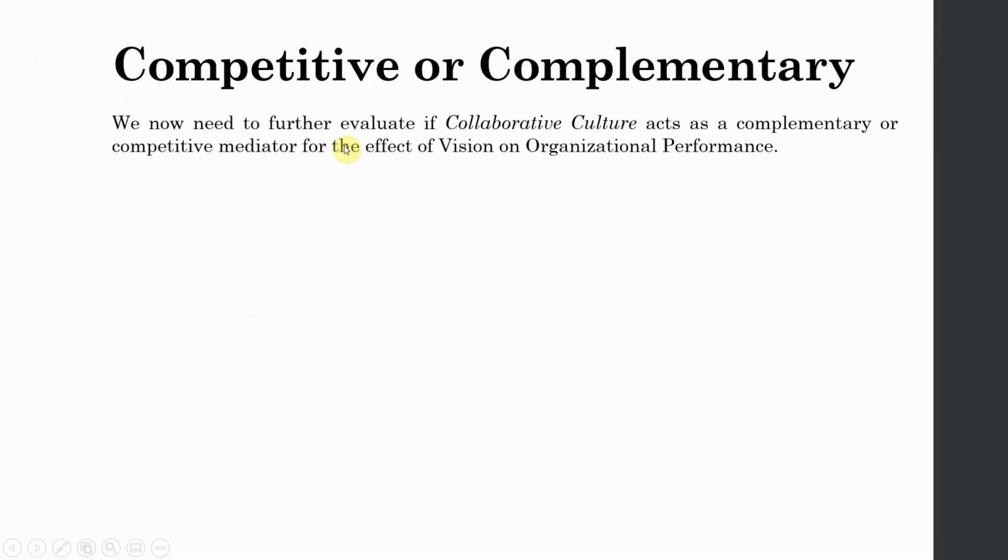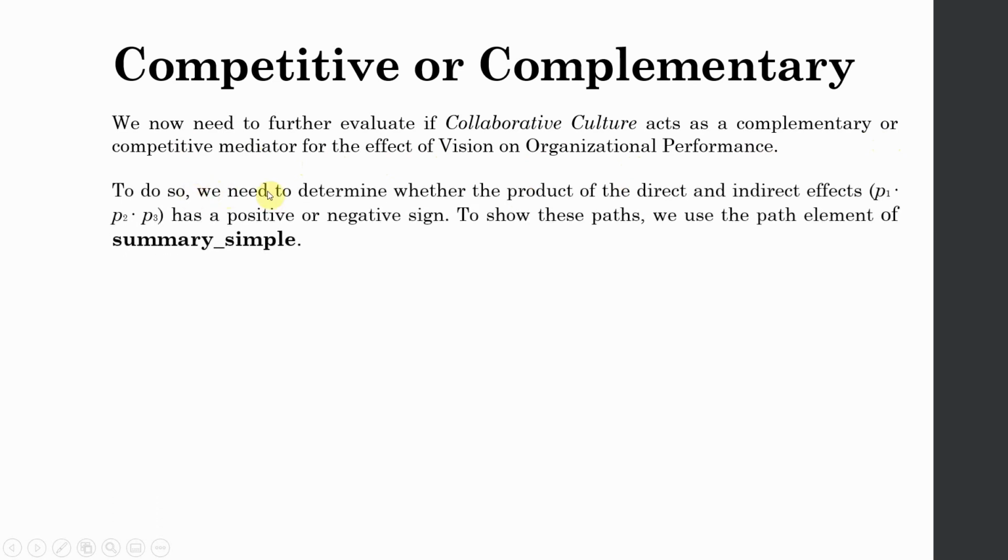We now need to further evaluate if collaborative culture acts as a complementary or competitive mediator for the effect of vision on organizational performance. To do so, we need to determine whether the product of the direct and indirect effects, that is P1, P2 and P3, has a positive or negative sign.